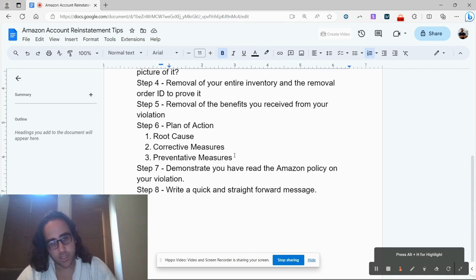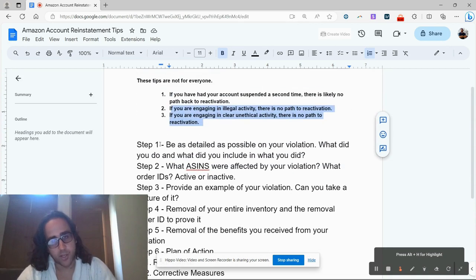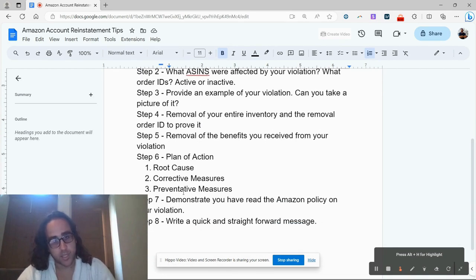Number six, you have to write a plan of action. Steps 1 through 5 aren't really part of your plan of action. They're just things you send to Amazon. Step 6 is the part that you write, the plan of action. There's 3 parts to a plan of action. There's the root cause. There's the corrective measures that you're taking to make sure you correct the issue that happened because of what you did. And then the preventative measures.